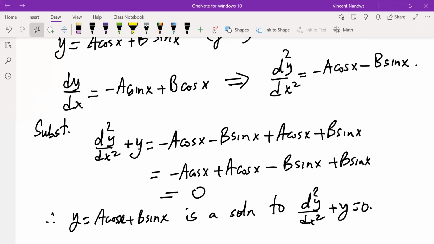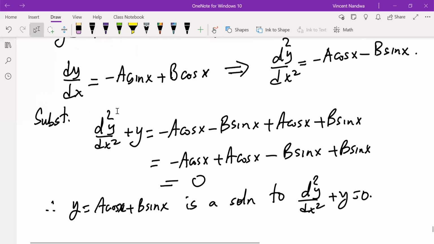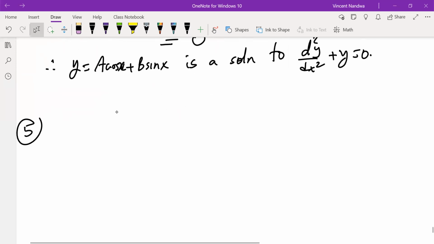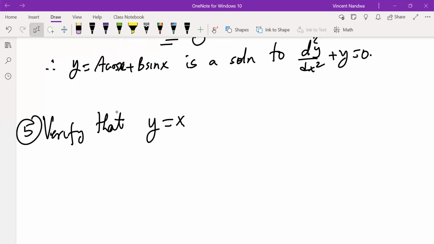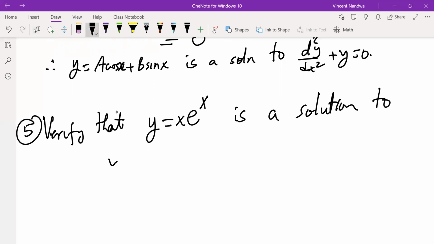And then the next one. Number 5, verify that y equals x e raised to the power x is a solution to the differential equation y double prime minus 2y prime plus y equals 0.